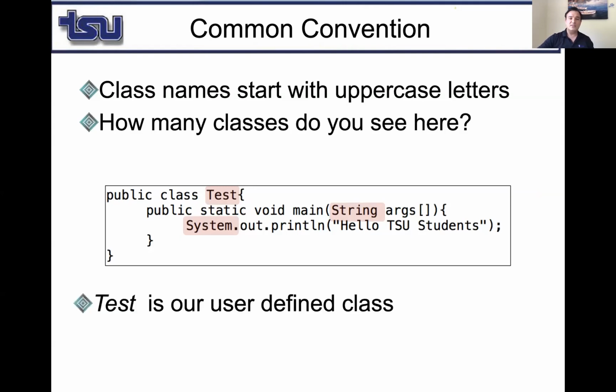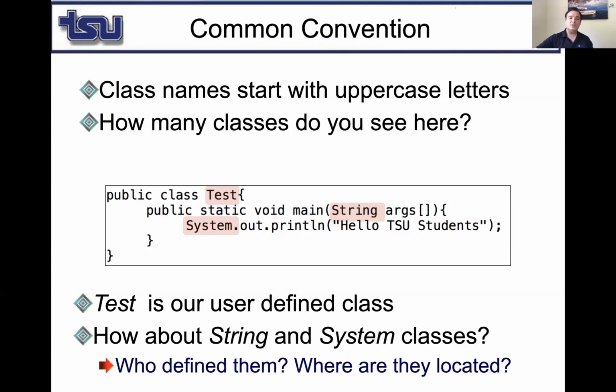The first class, Test, is our user-defined class. But there are 2 other classes, String and System. These are classes we did not develop, but yet we are able to use them. So my question to you: who defined String and System? Where are they located, and how am I able to use them?